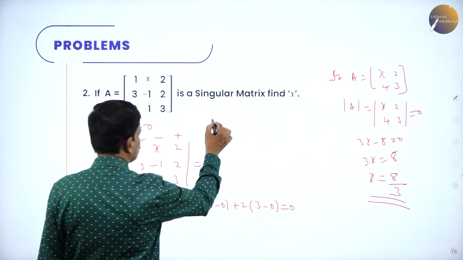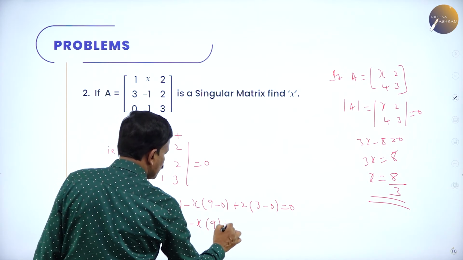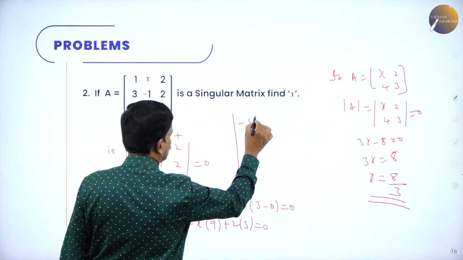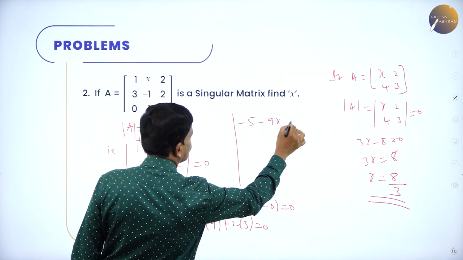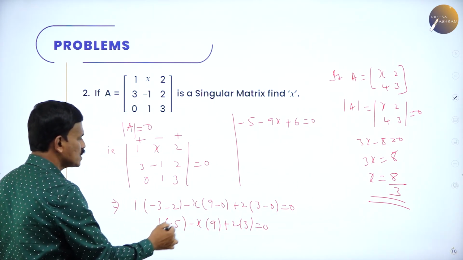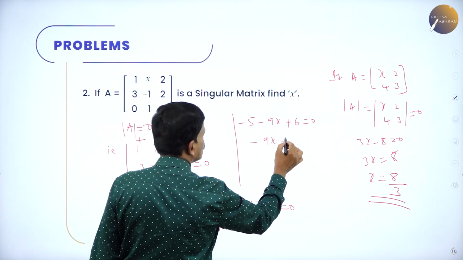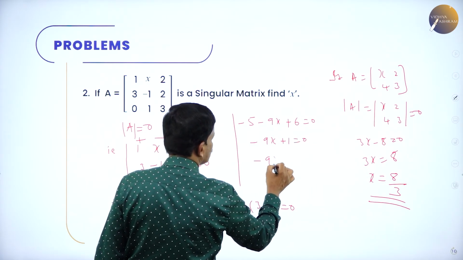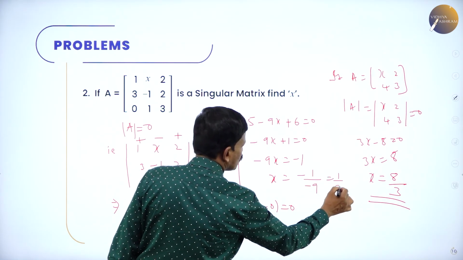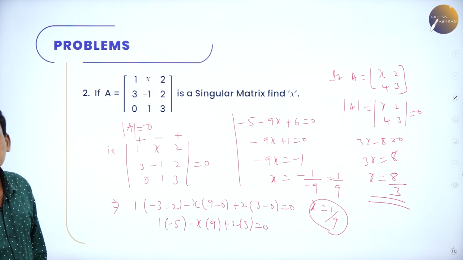So simplify this. 1 into minus 5, minus x into 9, plus 2 into 3 is equal to 0. I will write here minus 5 minus 9x, then plus 2 threes are 6, is equal to 0. Minus 5 minus 9x plus 6 is equal to 0. So minus 9x minus 5 plus 6 is plus 1, is equal to 0. Minus 9x is equal to minus 1. X is equal to minus 1 by minus 9, that's equal to 1 by 9. The value of x is equal to 1 by 9.